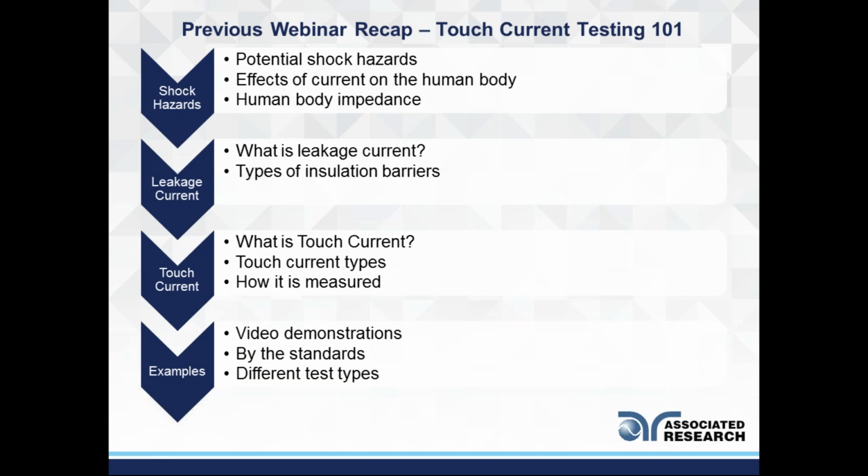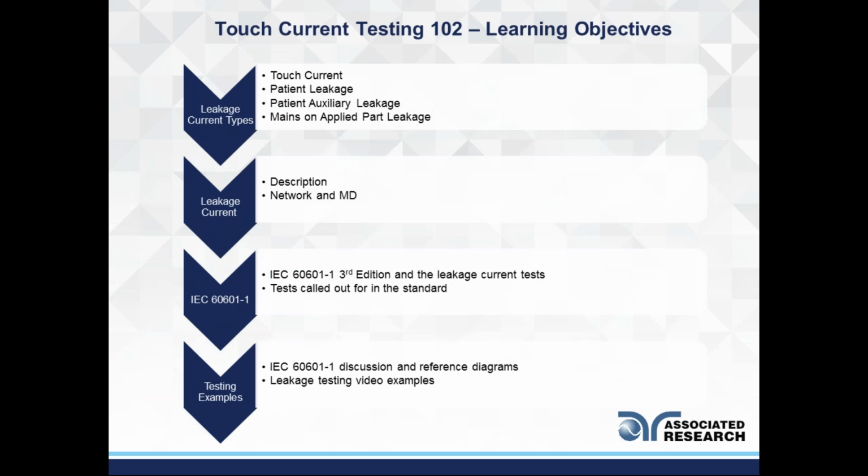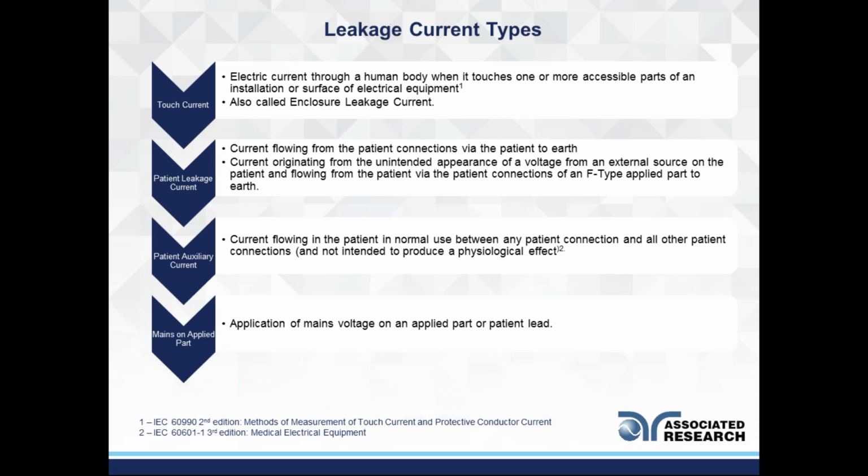what those were. But as far as today, our learning objectives for today, we're going to specifically delve into the definitions of what each of these leakage current types are. We're going to then get into a description, talk about the networks and the measuring devices, and then, when you're talking about the topic of touch current or leakage current in general, it's hard not to get kind of steered towards IEC 60601-1. So we're going to look at that standard, talk about some specifics, diagrams, and get some videos on it. So let's get started with our content.